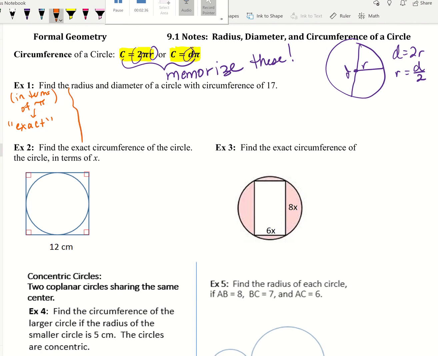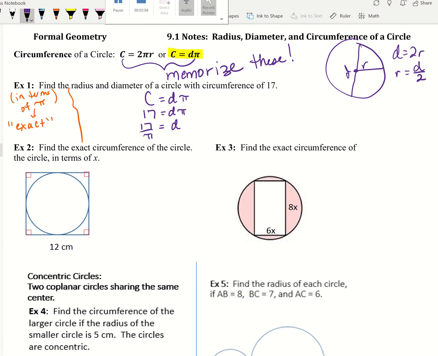So we are told that we have a circle whose circumference is 17. We want to find the radius and the diameter. You could, again, use either of these two formulas here. I prefer this one with the diameter because it's so straightforward. Circumference is just the diameter times pi. So the circumference is 17, and I could find the diameter by just dividing both sides by pi. Now, if we wanted an exact answer, that would be the exact answer for the diameter.